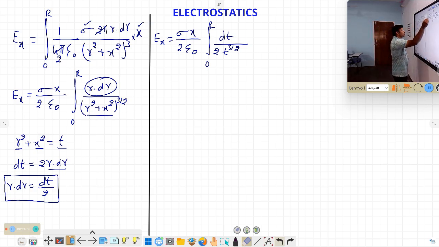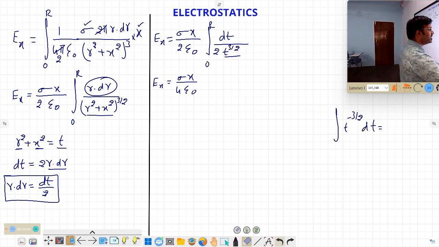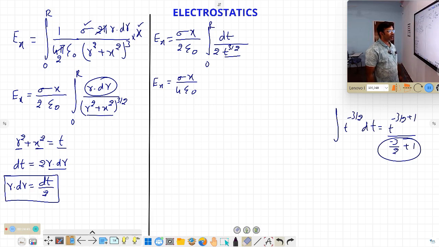Now if you take the 2 outside, that becomes 4, so Ex is equal to sigma x by 4 epsilon naught times the integral. This is in the form t power 3 by 2 in the denominator; if you make it upwards, you get t power minus 3 by 2. So I will integrate t power minus 3 by 2 dt separately. It is in the form of the x power n dx formula: t power minus 3 by 2 plus 1, divided by minus 3 by 2 plus 1. Minus 3 by 2 plus 1 is minus 1 by 2.